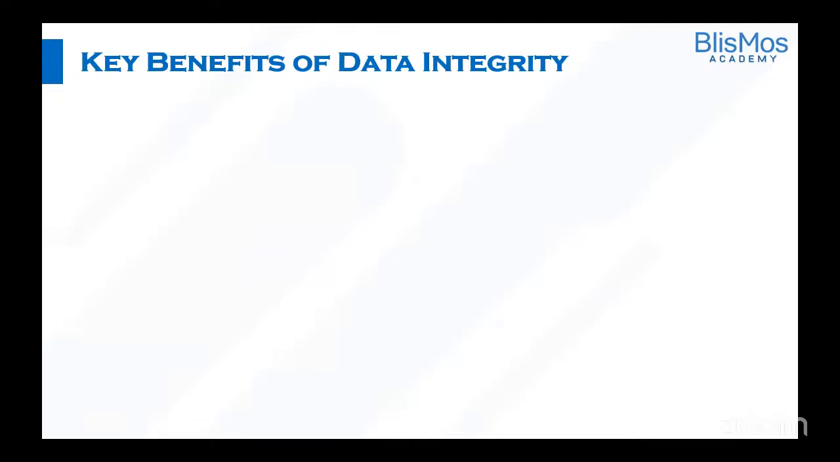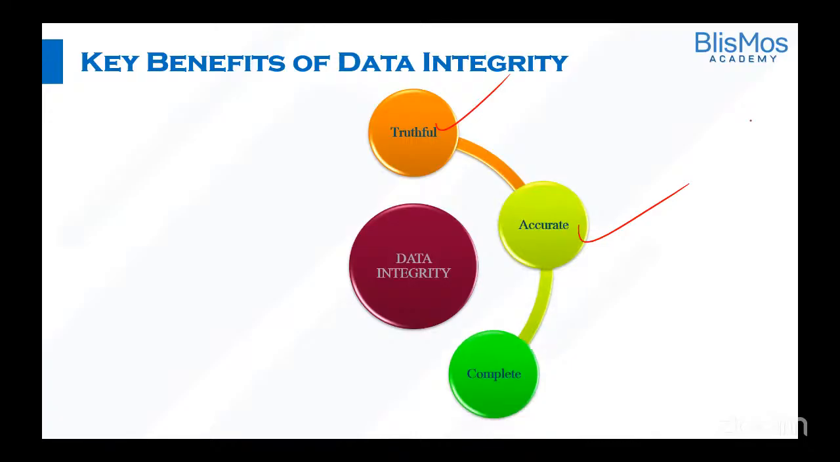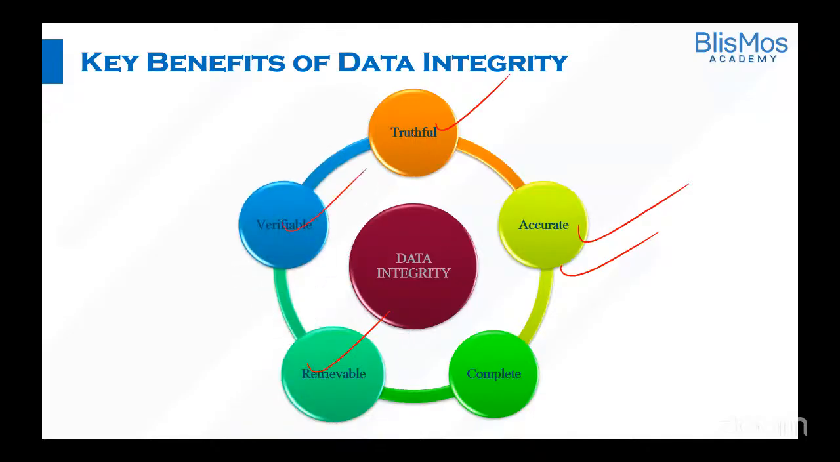By following data integrity, we ensure that data is truthful, accurate, complete, retrievable, and verifiable. These are the important benefits of data integrity. Any idea what are the different types of data integrity in RDBMS? I mean, data integrity or data integrity constraints? Any idea?